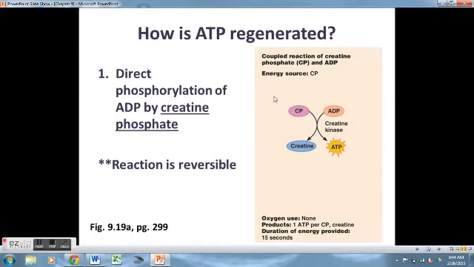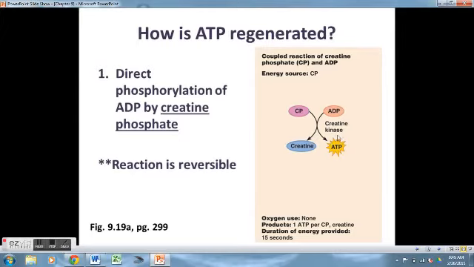Creatine phosphate is something that we have hanging around in our body. It is stored in our body. And what happens in this reaction is creatine phosphate takes this P, the phosphate group, and adds it onto ADP, adenosine diphosphate, to make ATP, right? And the creatine phosphate, since it loses the phosphate, it's converted to creatine. Now, it does need an enzyme to help it do that. This enzyme is called creatine kinase.